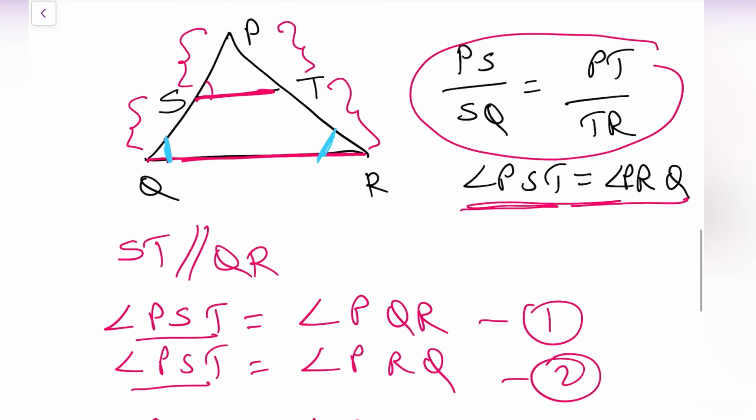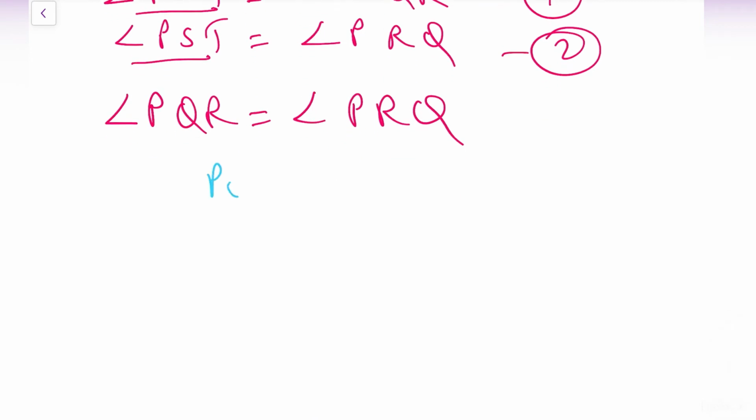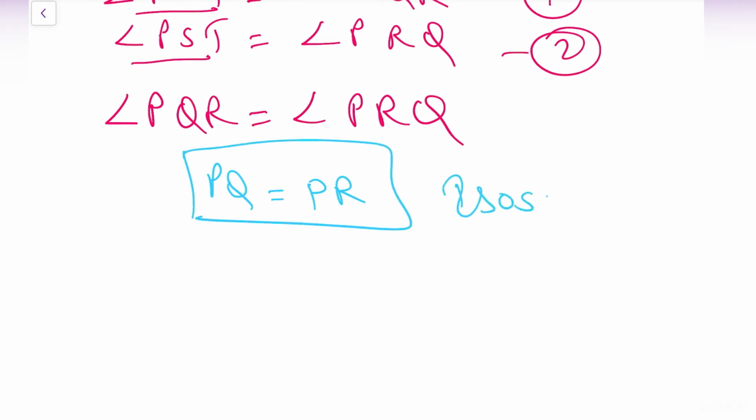Now in this triangle we got the base angles equal to each other. If angles are equal to each other, the sides opposite to those angles are also equal to each other. For angle R, the opposite side is PQ. For angle Q, the opposite side is PR. So PQ equals PR. If two sides are equal to each other, then we can conclude that it is an isosceles triangle.